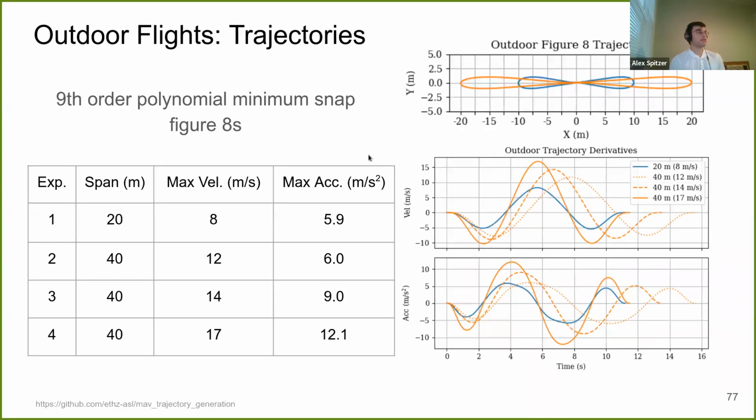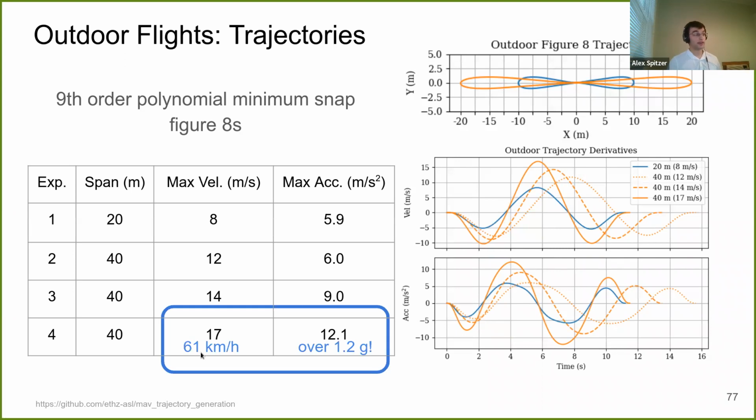The trajectories we're going to run are 9th order minimum snap trajectories that are figure 8s. I've plotted the position here on the top right and their higher order derivatives on the right here. We have 4 different experiments and 4 trajectories, first starting with 8 meters per second, then 12 meters per second with a span of 40 meters, and finally 14 meters per second and 17 meters per second. The faster we go, the higher the acceleration, because we need to hit those velocities. So at the very end, we're hitting close to highway speeds at 61 kilometers per hour and 1.2 G's acceleration. That's not including the acceleration that we need to fight gravity, which is 9.8 pointing up.